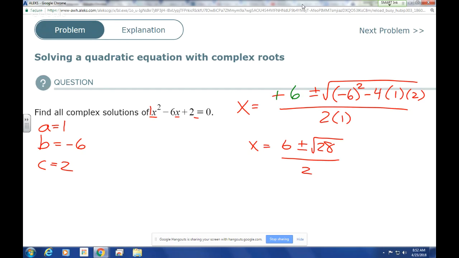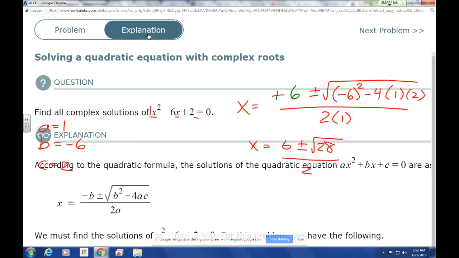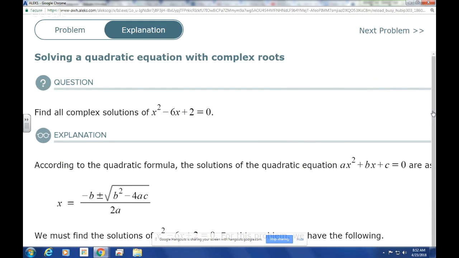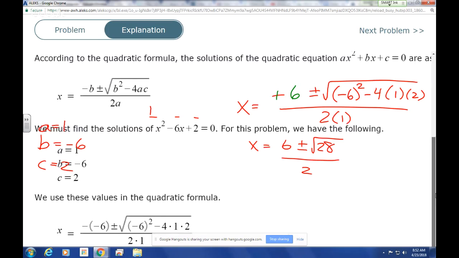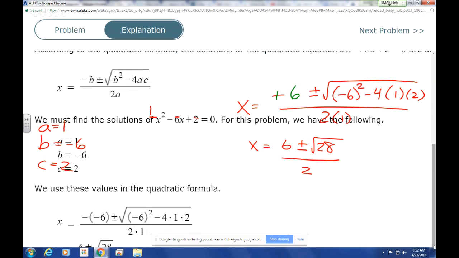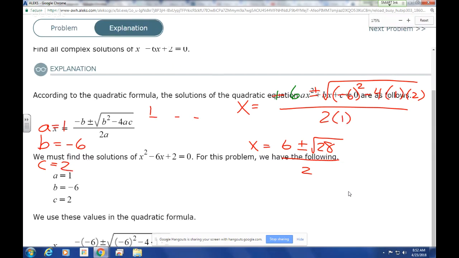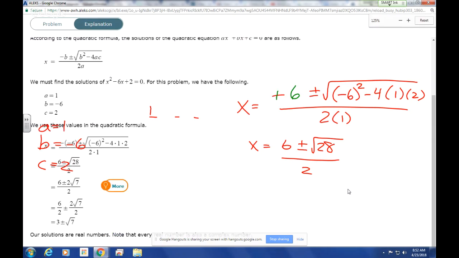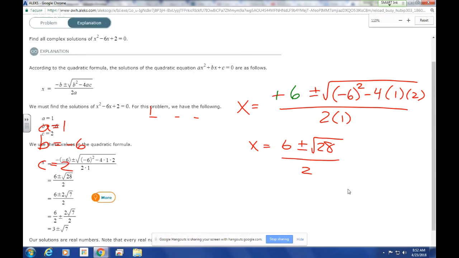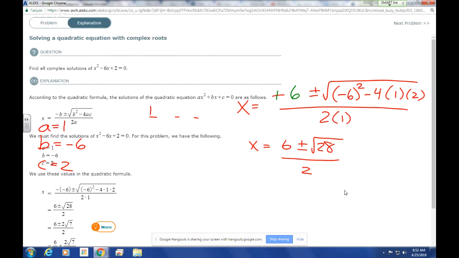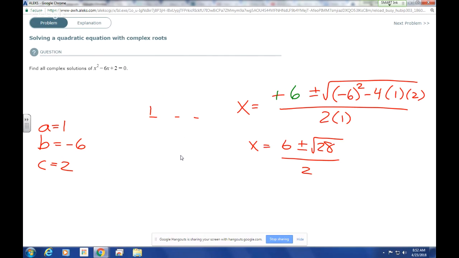I'll cheat real quick. I forget how they want us to finalize this answer. Can I see that? Okay. Okay, so we get 28.